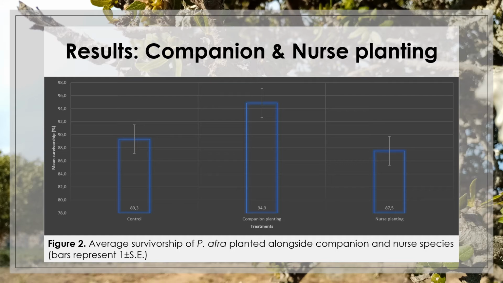With regards to the companion and the nurse planting treatments, we found that the companion plant had the highest levels of average survivorship, mostly owing to the facilitation process that the companion plants provide to the spekboom cuttings. The nurse planting treatment had a lower average survivorship compared to both the companion planting treatment as well as the control, and we suspect that's most likely because of competition between the nurse plant and the spekboom cuttings for nutrients and water and other vital resources. Nevertheless, it still has a high survivorship, and the benefits of nurse planting far outweigh the costs.